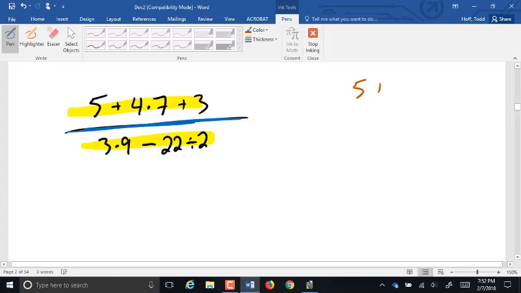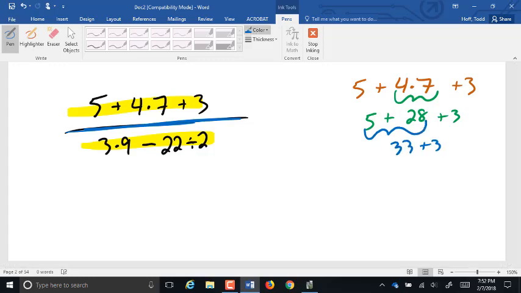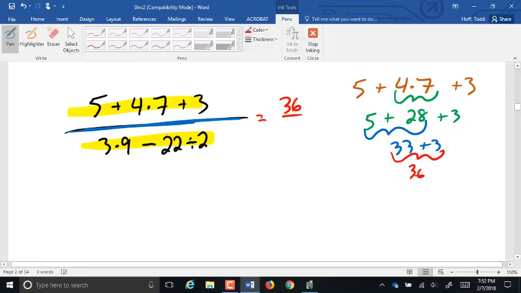So let's do the top first. I'm going to write it over here so we have room to work on it. Are there any other enclosing symbols there? No. Any exponents? No. No powers or roots. Multiplication or division? Yes. 4 times 7 is 28. So replace the 4 times 7 with 28. Notice everything else stays the same. All that's left is addition and subtraction, so we go left to right. 5 plus 28 is 33. And then we have 33 plus 3, which is 36. So the top is equal to 36.